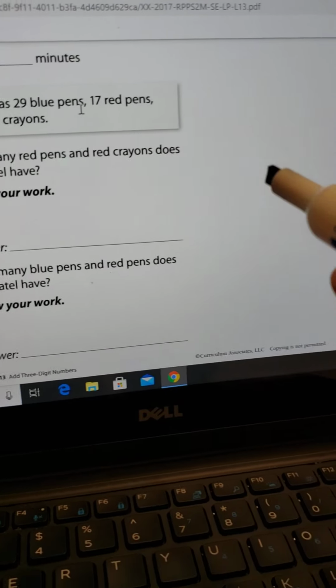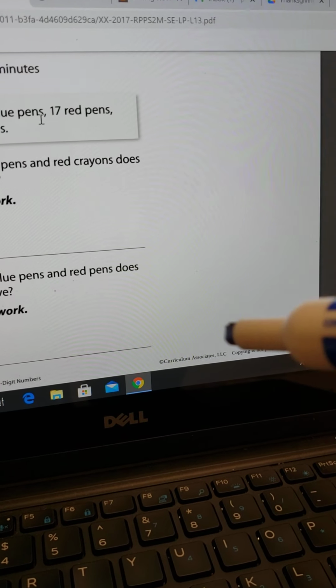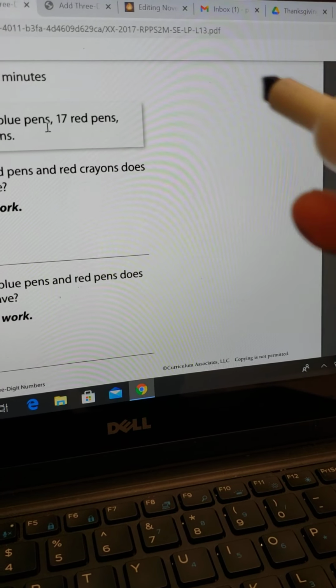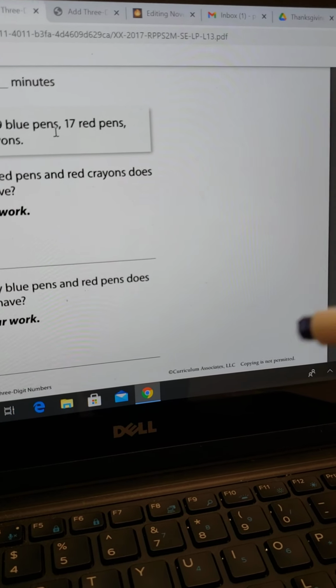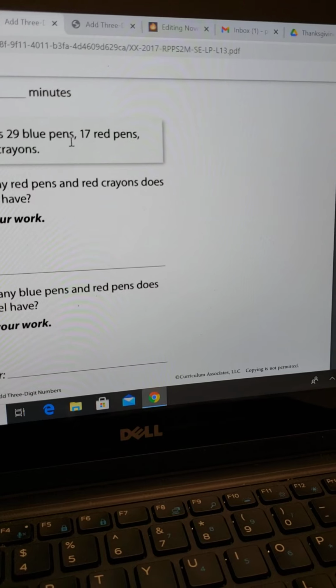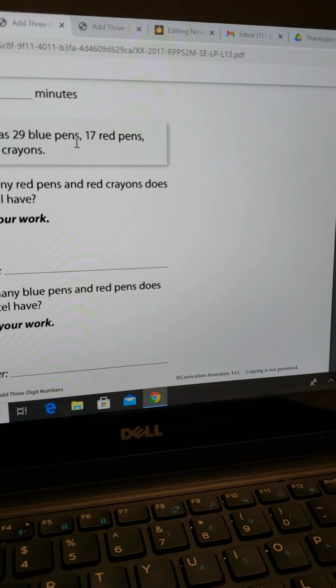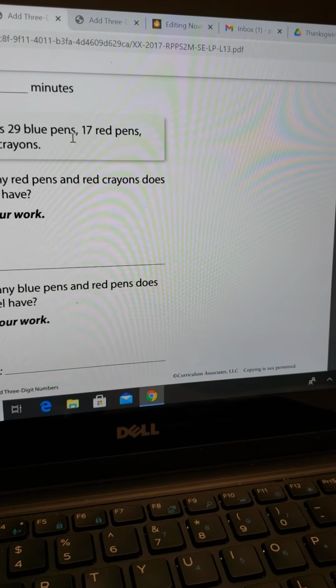Okay, if you don't have enough space right here in your book for all of the bubbling that we have done together and the part that you're doing by yourself, there is a blank white piece of paper in your e-learning packet that you can use to help you with your bubbling.